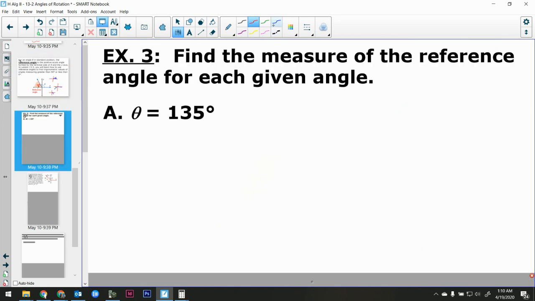Okay, so take 135, for example. Let's draw out 135 and see what happens. So here is my initial side.